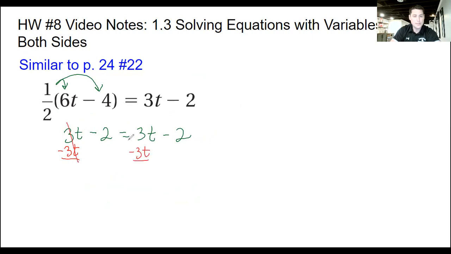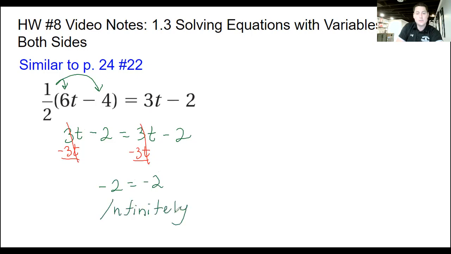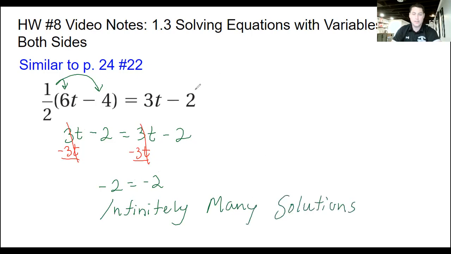You might notice something interesting here as well. What happens? All we have left is a negative 2 equals negative 2. You just discovered an infinitely many solutions situation. In other words, that means your variable could be any number, and it would work on both sides of the equation, because maybe you noticed back in that very first step that both sides of your equation were the exact same. You had 3t minus 2 and 3t minus 2.